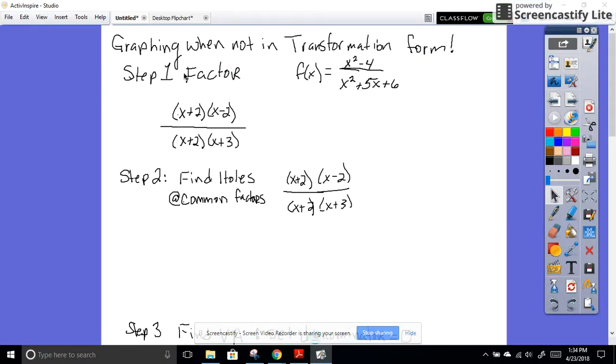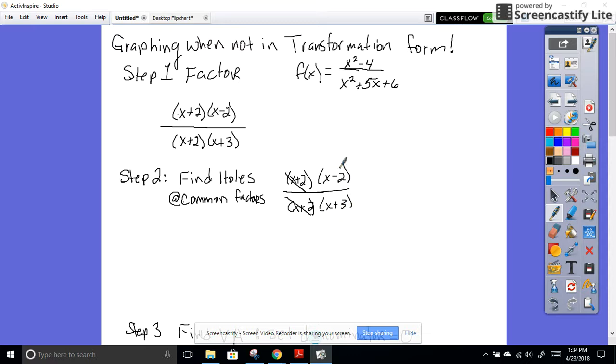Okay, so step number 1 is to factor. I've taken the numerator, I factored it. I've taken the denominator, I factored it. That's it. That's step number 1, factor. Step number 2, we're going to find the holes. And you're going to find any holes where you have a common factor, okay? So here are my common factors. My common factors are these 2 right here. You know what we do with those. We take those and we say that we cancel them out, okay?